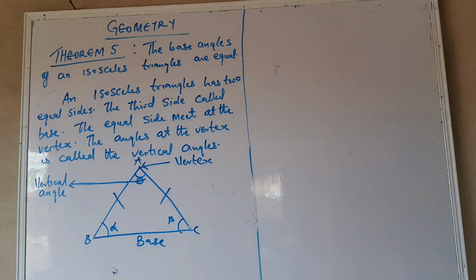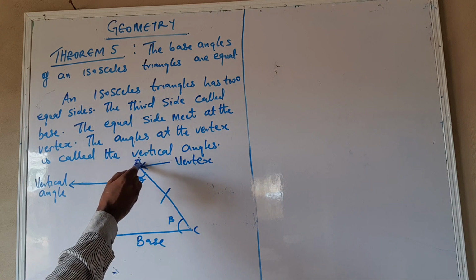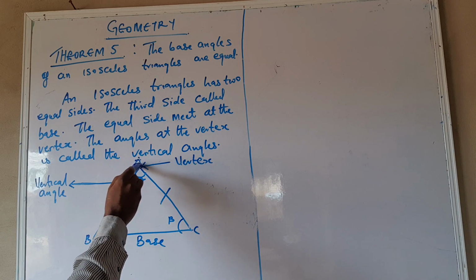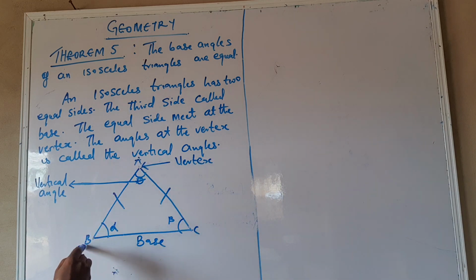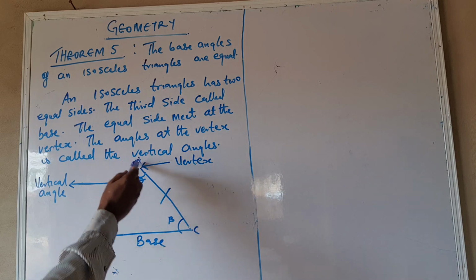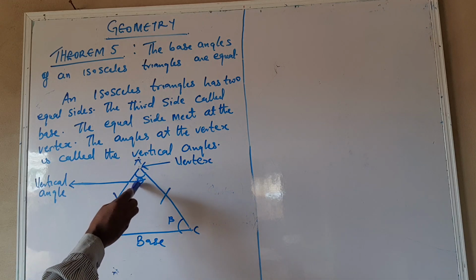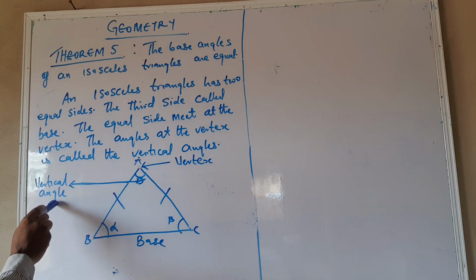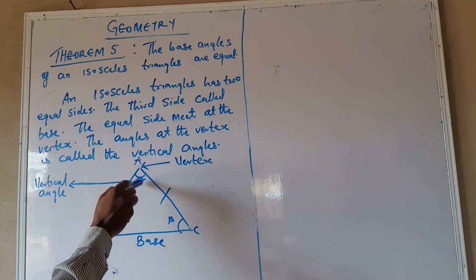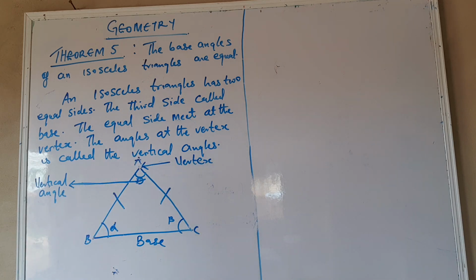And the two equal sides, they meet at the vertex. So look at it, AB and AC, they meet at the vertex. This is the vertex. This A is the vertex. So line AB and line AC meet at the vertex, which is there. Okay? And the angle at the vertex is called the vertical angle. Now, what's the angle at the vertex? That is this theta. It is called the vertical angle. So the angle that we find at the vertex is called the vertical angle.